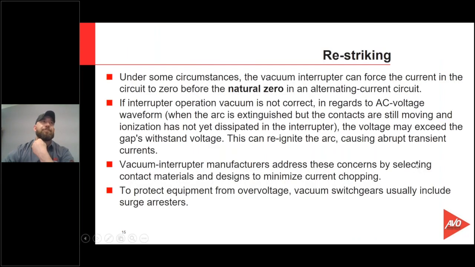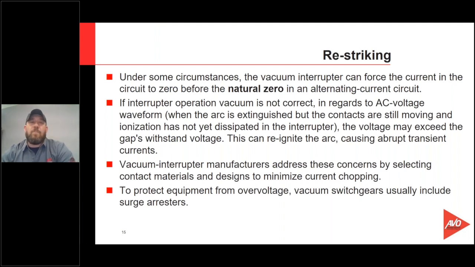All right, moving on. Under some circumstances, the vacuum interrupter can force the current to zero before a natural zero in an alternating current circuit, if the interrupter operation vacuum is not correct. This is in regards to the AC voltage waveform. When we talk about a waveform, we're talking about a positive AC back down to zero, and then a negative AC strike.